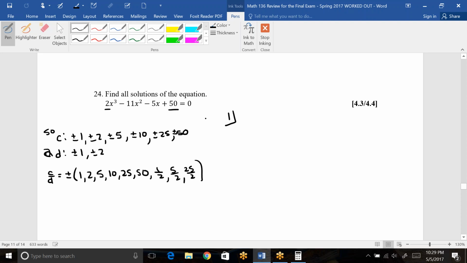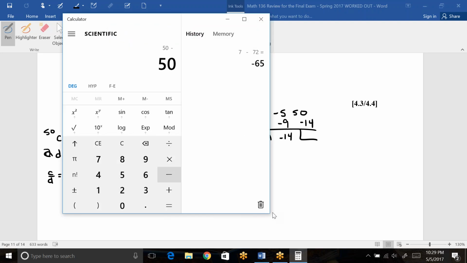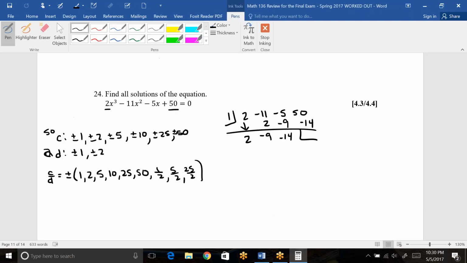So I always just start out with positive 1. We place out all of our coefficients. No gaps. This went cubed, squared, x to the first and no x. So no zeros were needed. So we pull down the 2, we multiply, we add the column, we multiply, we add the column, we multiply, and we add the column. If this column equals 0, we've found a nice answer. If it doesn't, it's not any use to us. So 1 doesn't work.